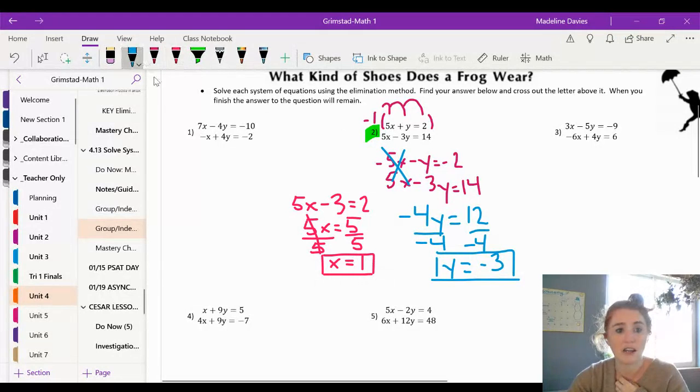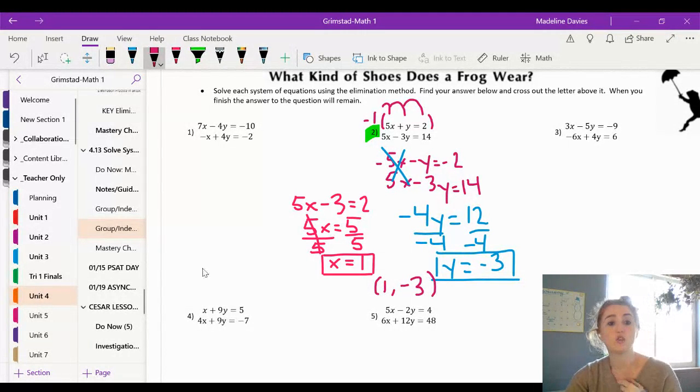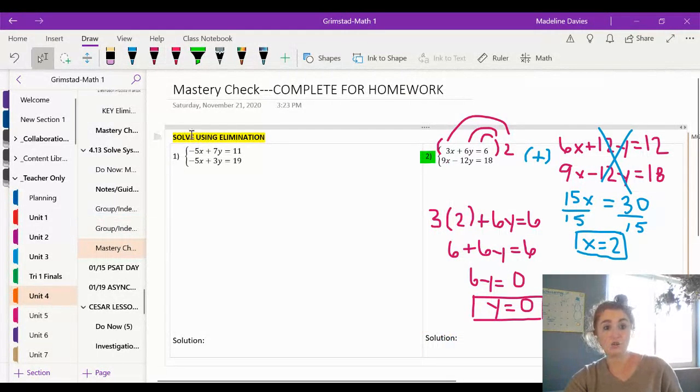Last way to write it, I'm sure you can guess, but just as an ordered pair, which in this case is 1 comma -3.